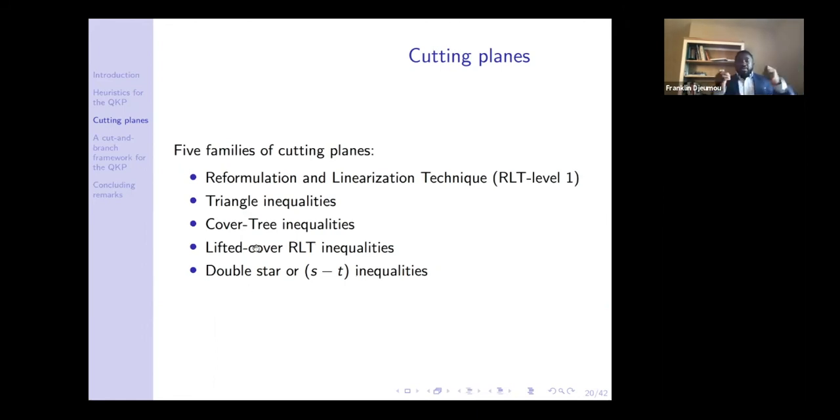And the same thing happens if we use, again from the knapsack problem, the lifted cover inequalities. What if we apply the RLT technique to the lifted cover inequalities? That will also definitely bring the knapsack structure of your problem into the type of inequalities that you generate. And finally, the last family of inequalities, the double star inequalities, was developed by us in 2016. It comes from studying the polyhedral structure of the quadratic knapsack problem. So those inequalities come from there.